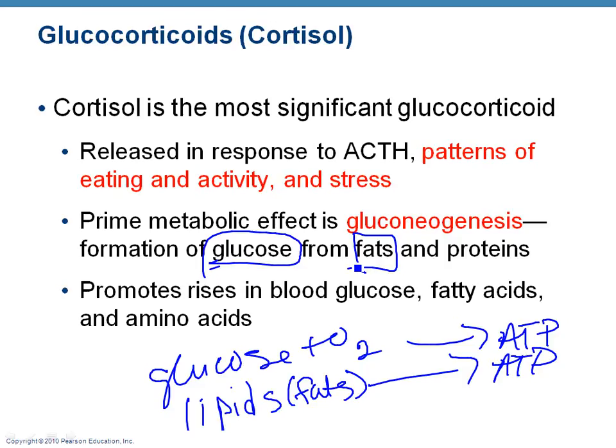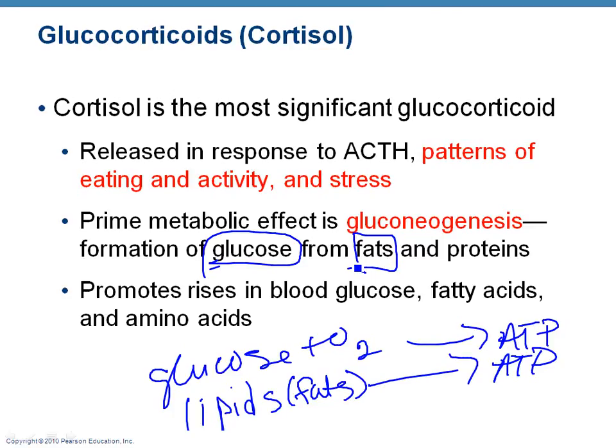This is obviously going to promote, if you have an increase in gluconeogenesis, you're going to have an increase in glucose in your blood. And then the fatty acids, as they're being turned into glucose, have to be released from the adipose tissue or adipocytes. So you have to be able to get it out. So therefore, you're going to have more fatty acids in your bloodstream to begin with before you can turn them into glucose and then eventually ATP.